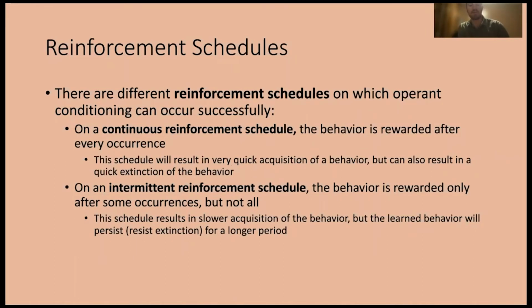Whereas with an intermittent reinforcement schedule, the behavior is rewarded only after some occurrences, but not all. This schedule results in slower acquisition of the behavior, but the learned behavior will persist. So it's going to resist extinction for a lot longer. That would be if you teach the dog how to sit and you give them a treat every fourth time they sit. That would be considered an intermittent reinforcement schedule because you are not presenting a reward every single time the dog does it. You're only presenting it intermittently.